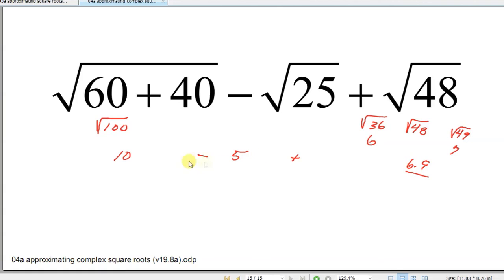So I have a 6.9, a 10, and a negative 5. Okay, 10 minus 5 is 5. Plus 6.9 is 11.9. Let's just check it with the calculator. Square root of 100 minus the square root of 25 plus the square root of 48.